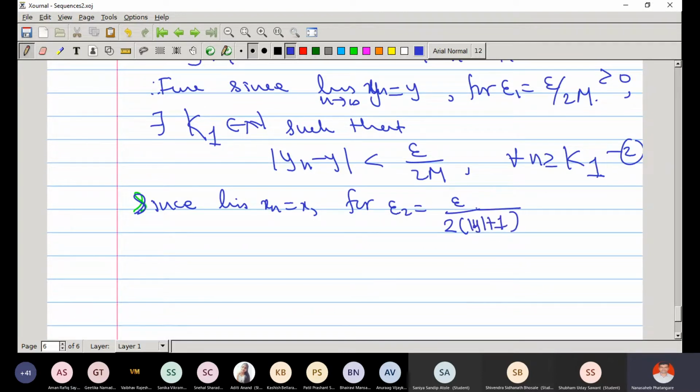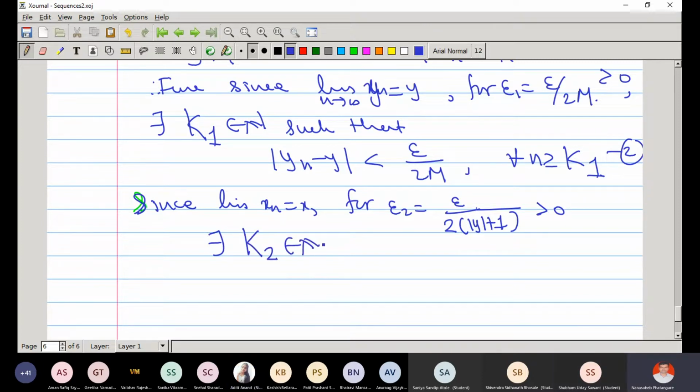I will make some smart trick. I will consider this absolute value of y plus 1. Is it a positive quantity? Yes, sir. And then if y is 0, then also no problem. This is a well defined number, right? Yes, sir.